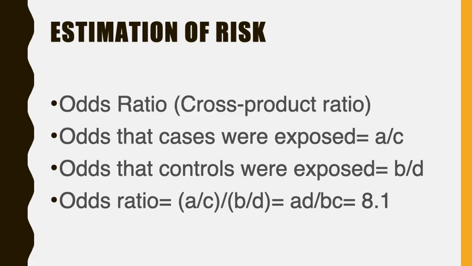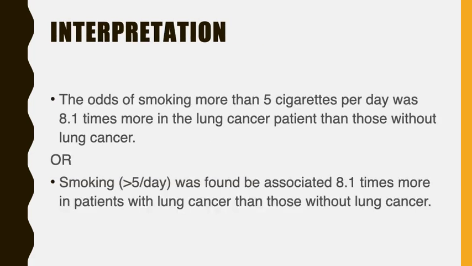If we go back to what we were talking about with smoking, if we divided the numbers in box A by box C, and then box B by box D, and we calculated it as A times D divided by B times C, we would see that we get the number 8.1, which means that the odds of smoking more than 5 cigarettes per day was 8.1 times more in lung cancer patients than those without lung cancer, or smoking was found to be associated 8.1 times more in patients with lung cancer than those without lung cancer.